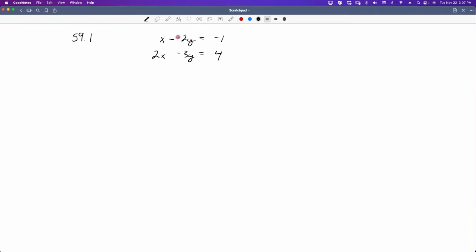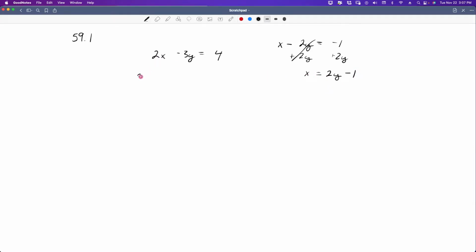But what we can do is I see that in the first equation, we have x by itself. So it makes sense to me that that would be the one we'd want to solve for. So I'm just going to move it over here. And I'm going to solve for x. And I'm going to do that by adding 2y to both sides, which allows us to cancel out. And that gives me x is equal to 2y minus 1. So now I have a value for x.